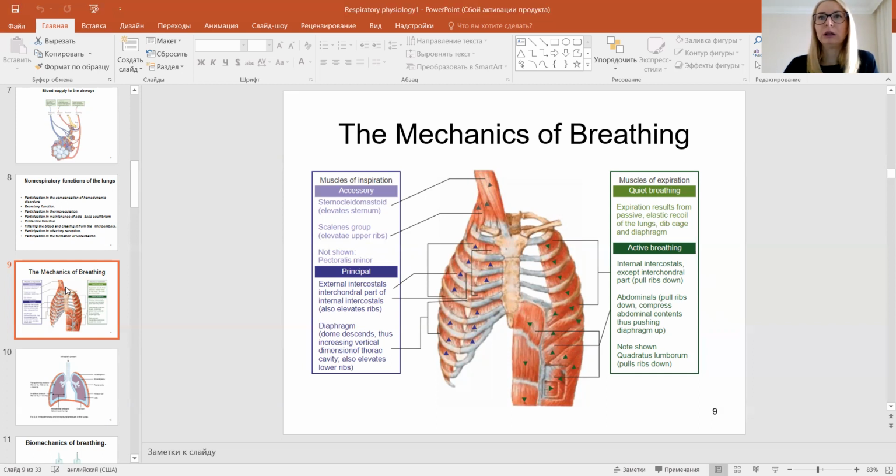The crucial role in the mechanism of inspiration is played by the primary inspiratory muscles. On the left, you see muscles that are involved in the inspiration or inhalation process. The main ones are the diaphragm and external intercostal muscles. But in case of forced inspiration, some other muscles can be involved in this process, and these muscles are called accessory inspiratory muscles, which are sternocleidomastoideus and the scalene group.